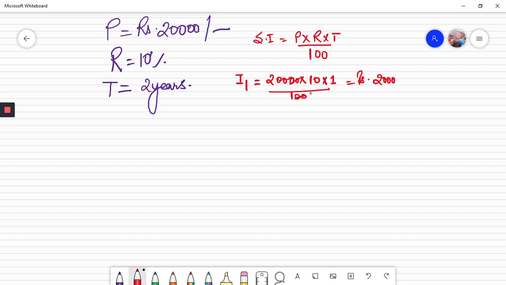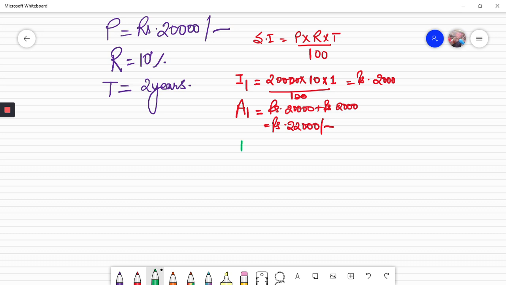So amount at the end of first year will be equal to rupees 20,000 plus the interest that we got as 2,000. So it is the value 22,000. Next, we will be doing the same sort of calculations for the next year.